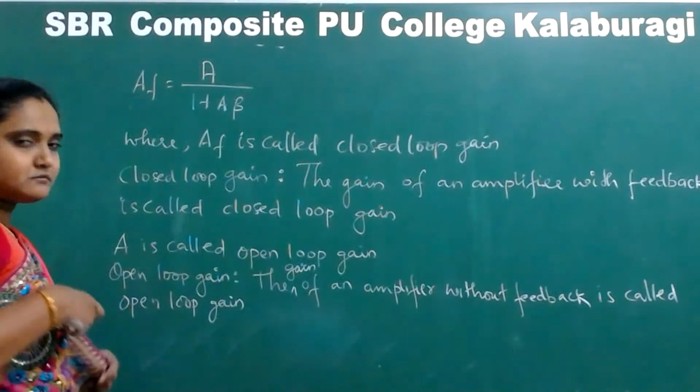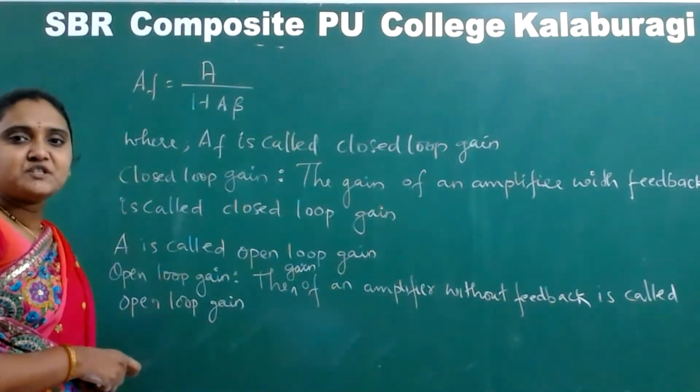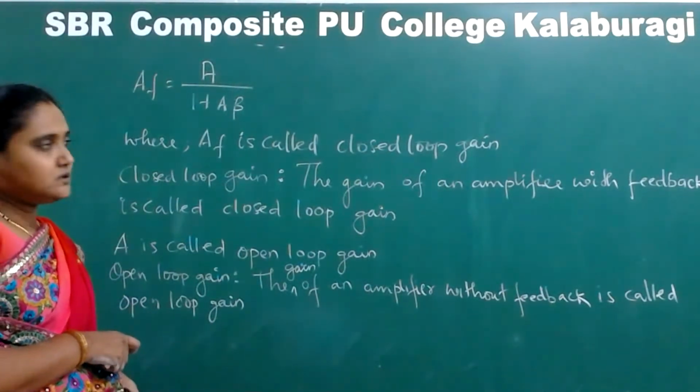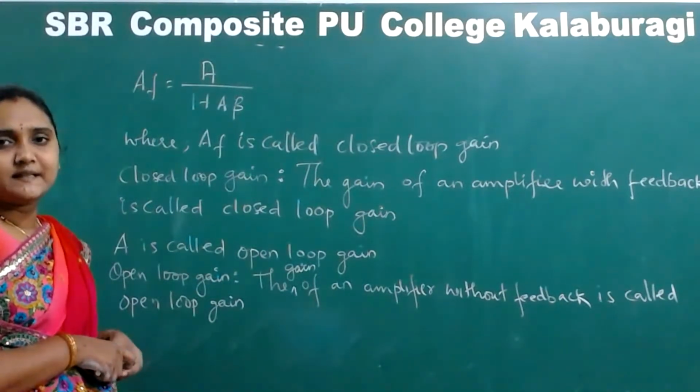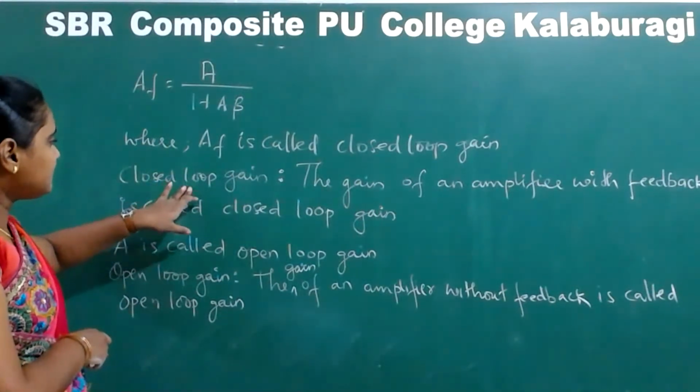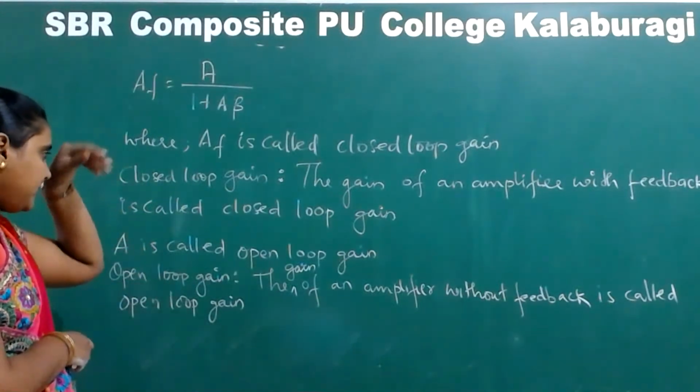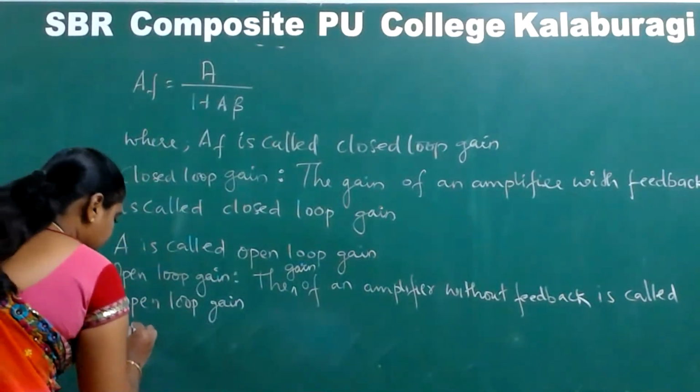Okay. So these are very important definitions, where these definitions will be asked for 3 marks, where you will be asked 3 definitions. They can ask define closed loop gain, define open loop gain. Okay. The other term is loop gain.